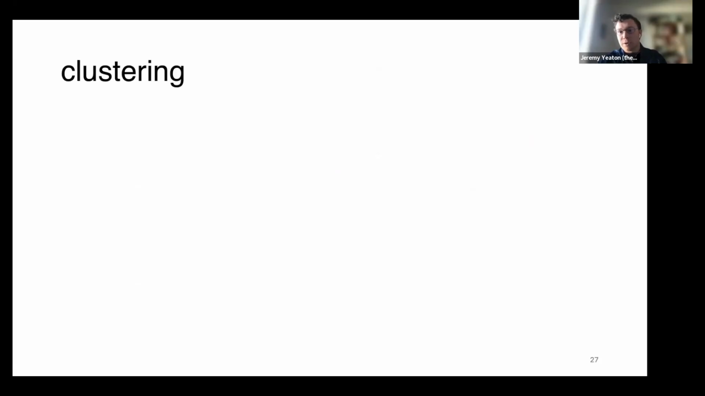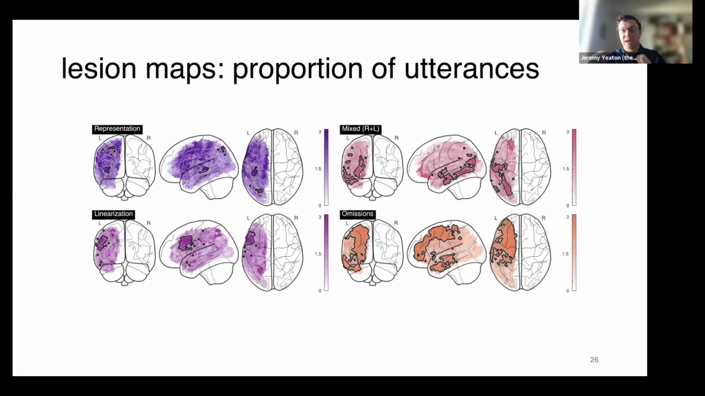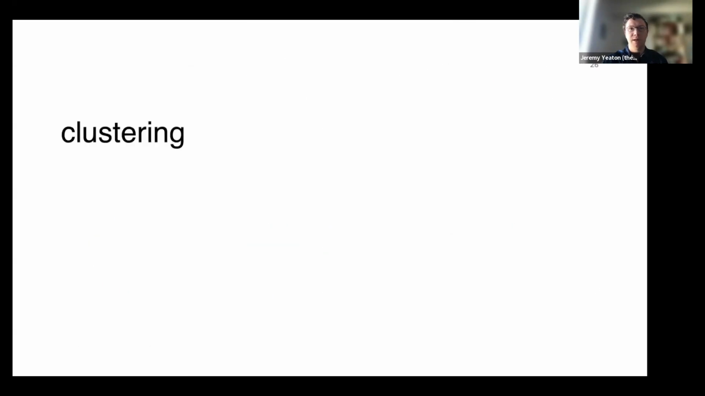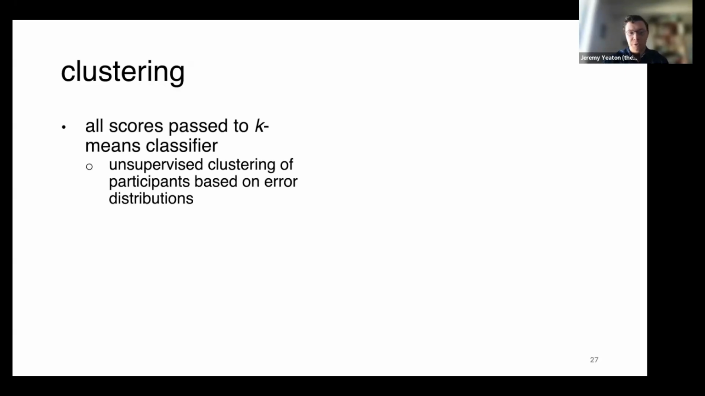So while it is great that each of these error types has a lesion correlate, one of the things that we set out to do in the beginning was not focus on this sort of univariate, this-is-the-only-variable-that-matters approach to looking at syntax. So rather than stopping here, we used a clustering approach. We passed all of our scores, all of the proportions of the different error types, to a k-means classifier, which is just an unsupervised clustering of participants based on their error distributions.